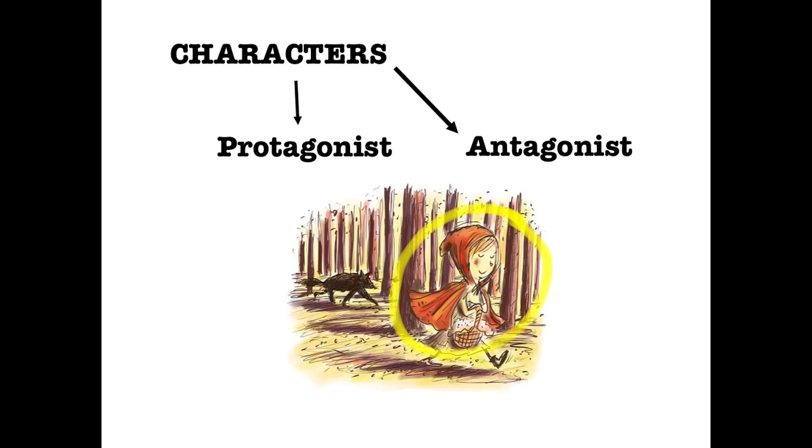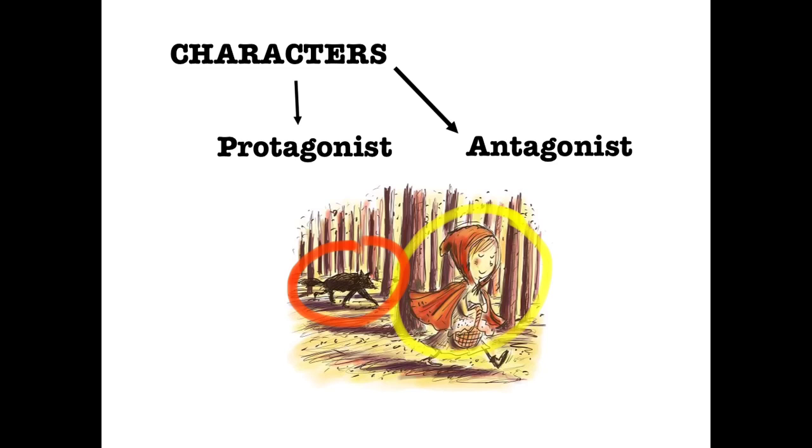Now that we have identified the protagonist, who do you think the antagonist is? Of course, the wolf is. He is the antagonist because he works against Little Red Riding Hood. He wants to eat her. And by working against her, he's working against the main character, making him the antagonist.